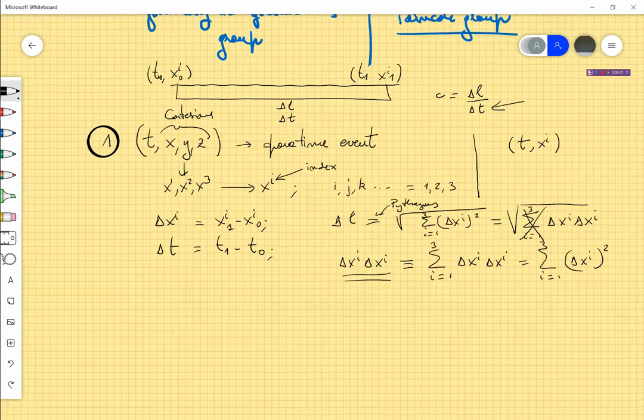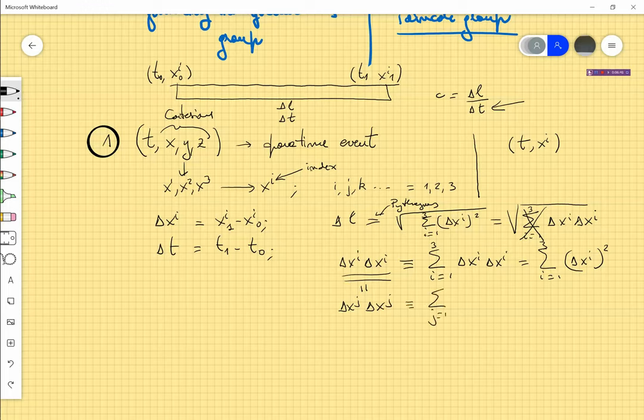Before I go on, just let me tell you that this would be the same as delta xj delta xj. There is no difference in summing over the index i or the index j. They run over the same values, 1, 2, and 3. So there is really no difference. This would be a sum by definition over j equal 1, 2, 3. But this is delta x1 square, delta x2 square, and so on. It is exactly the same.